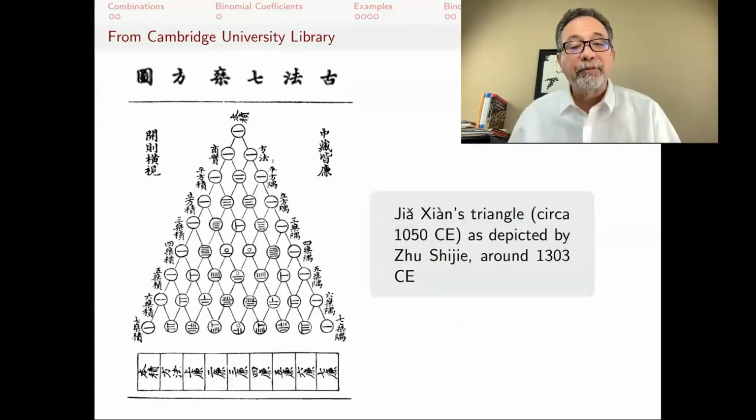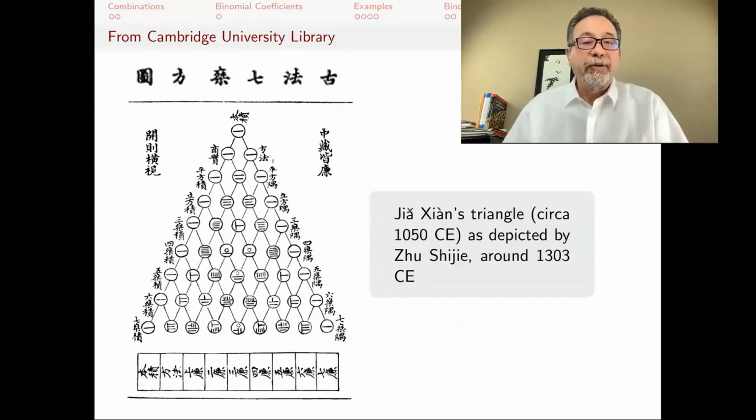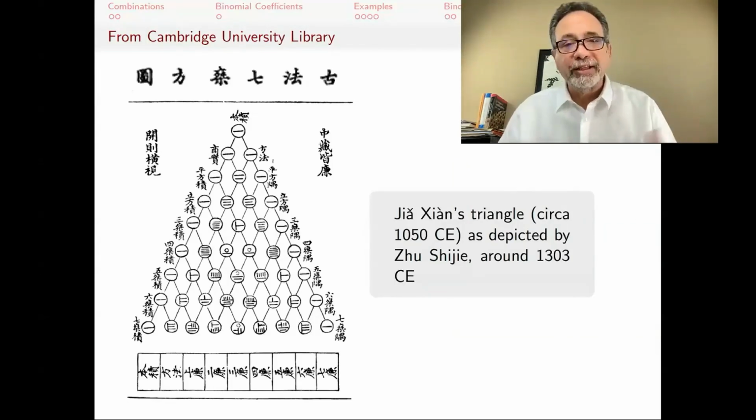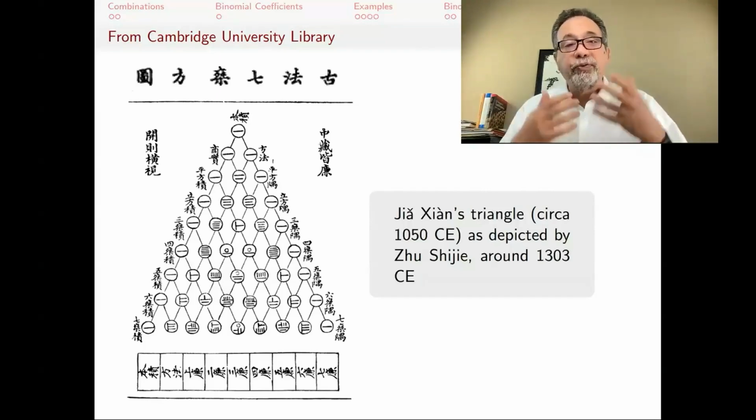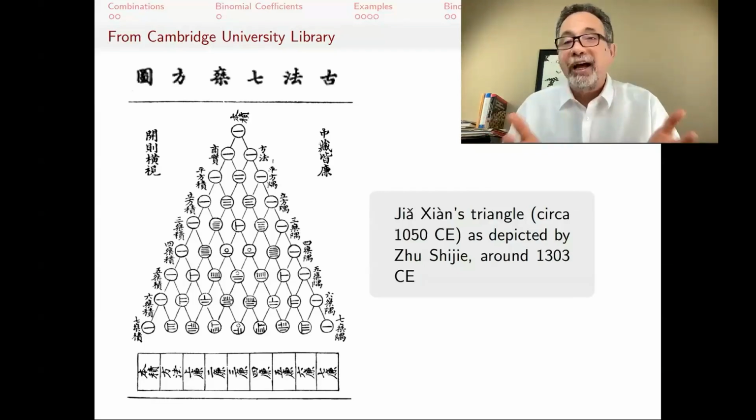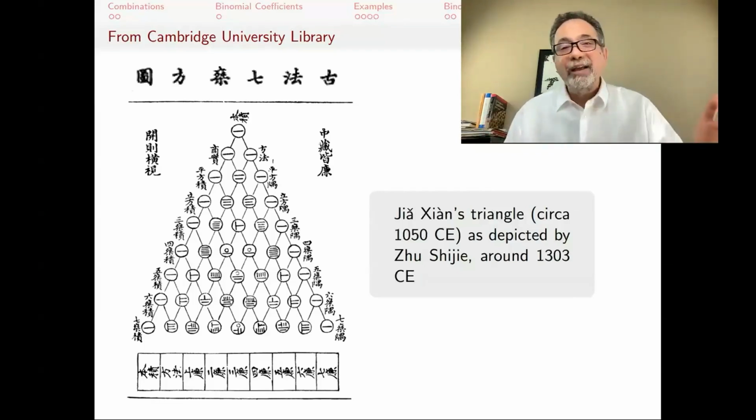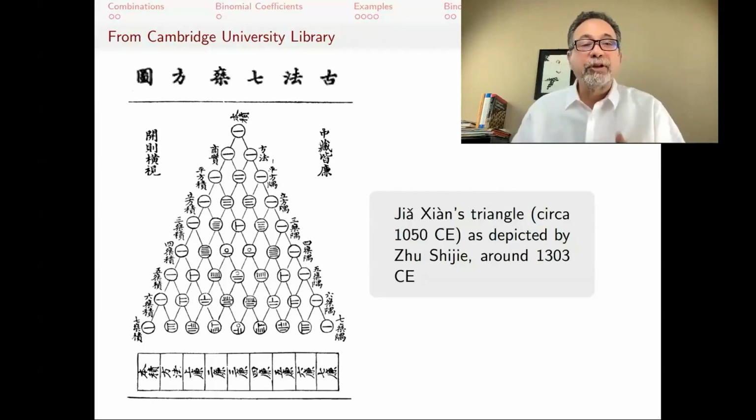Here's another example from China. Again, the original is from the 11th century, a little bit later than Karaji. The document we have that has this, in Cambridge University Library, is from the 14th century, again quite a bit before Pascal. And it's not just that people knew this triangle, they were using it for extraction of roots, for doing all kinds of combinatorial things way before Pascal. So for that reason, because of these two nice triangles that we have, one from Karaji and one from Jia, I like to call this the Karaji-Jia triangle.